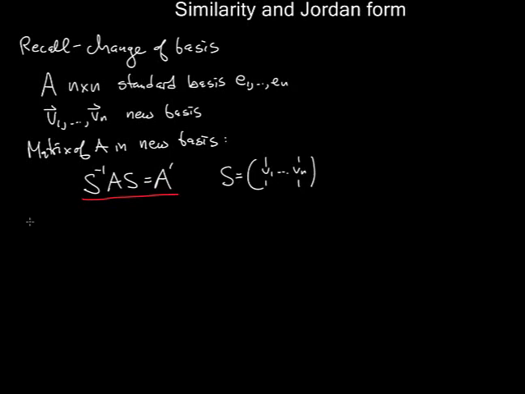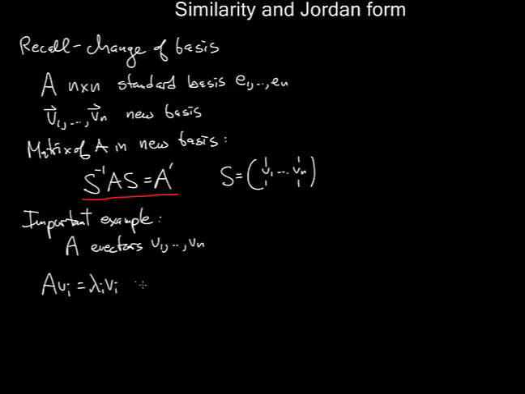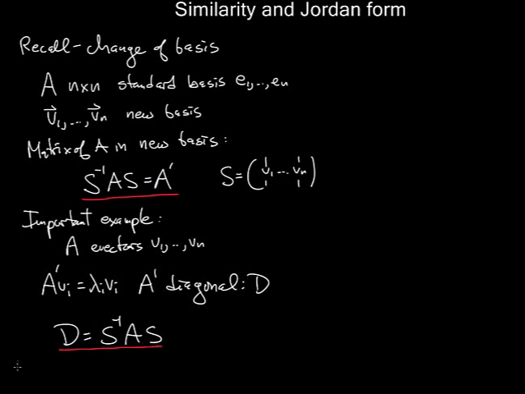Okay. And we've spent quite a bit of time talking about a very important special case of that, which is when v1 through vn are eigenvectors. That is to say, A has eigenvectors v1 through vn, which are a basis. That is to say, A vi is equal to lambda i vi. So with respect to this new basis, A is diagonal. And so let's write it D, and we get that D is equal to S inverse AS. This is diagonalization of the matrix A.